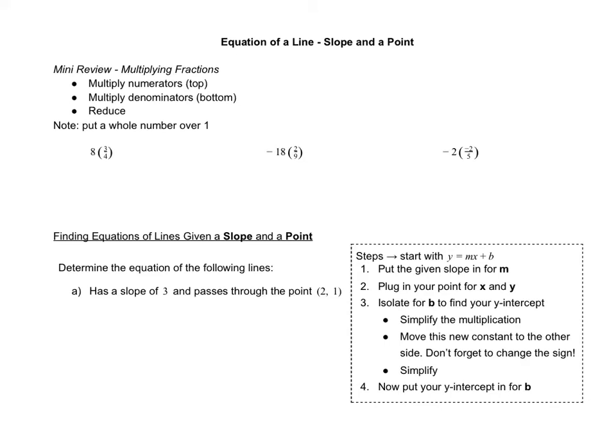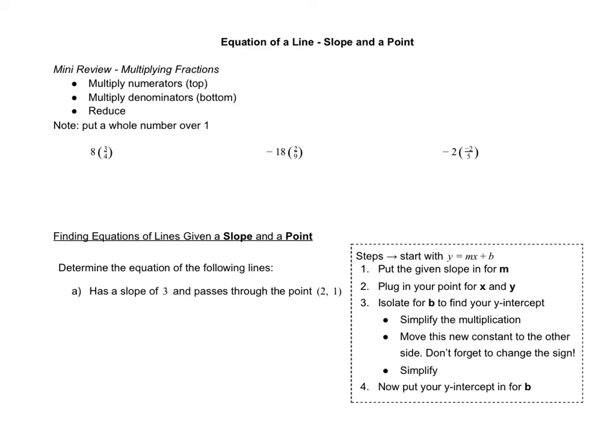We have already looked at how to find the equation of the line when you're given the graph itself, the table of values, or when you're given the slope and the y-intercept. Today we're going to look at how to find the equation of the line where no visual is provided and you're just given the slope and a point. But before we do that, we do have to do a quick little refresher on how to multiply fractions.